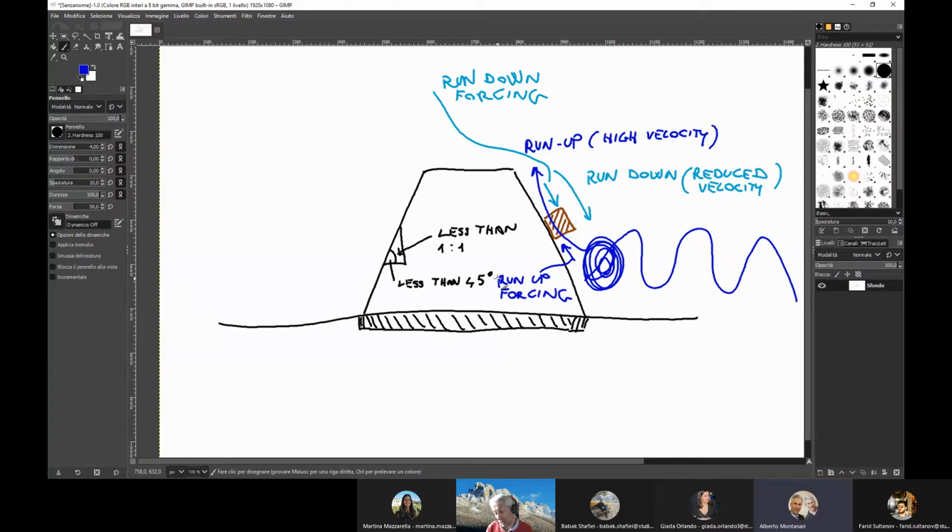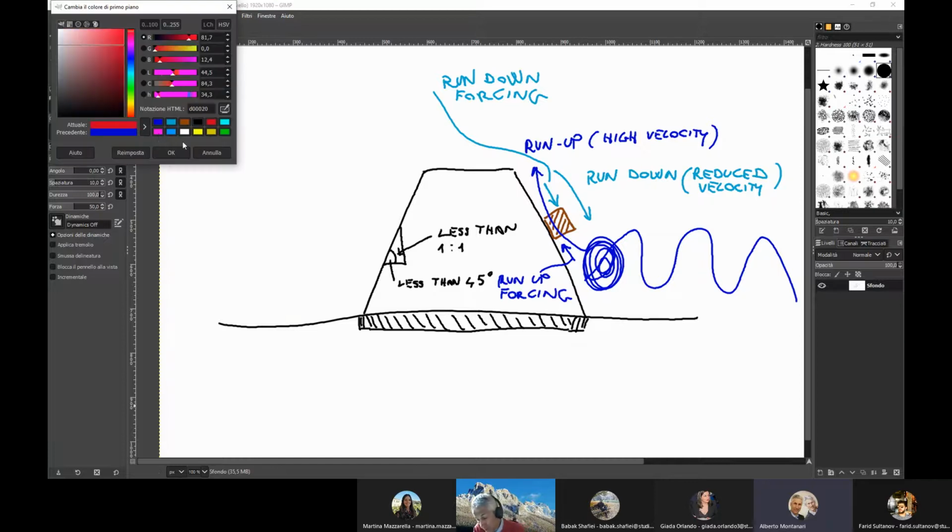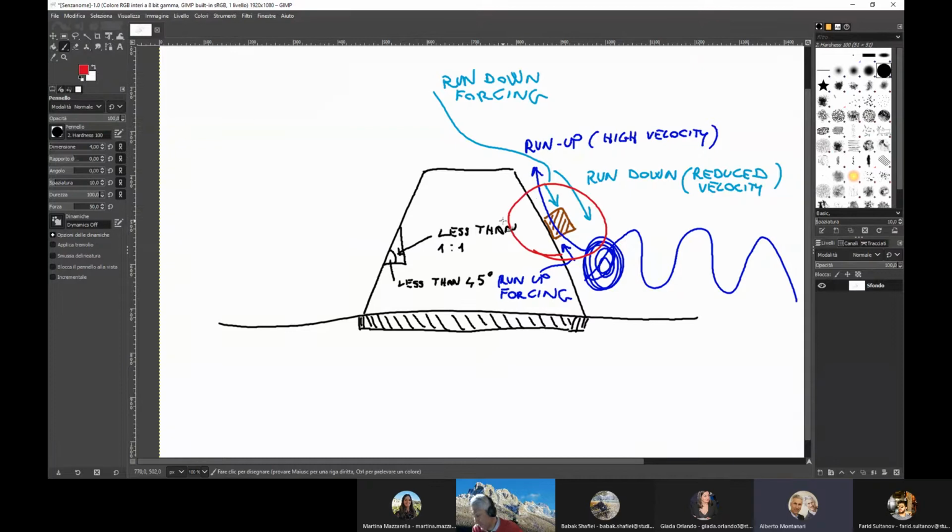So what we need to do in order to understand the physics of this process is to study the equilibrium between these forcings due to run up and run down and the stabilizing forces. Okay, so we need to look at the details of this unit and study the forces acting on it in order to see if the unit is stable or not.